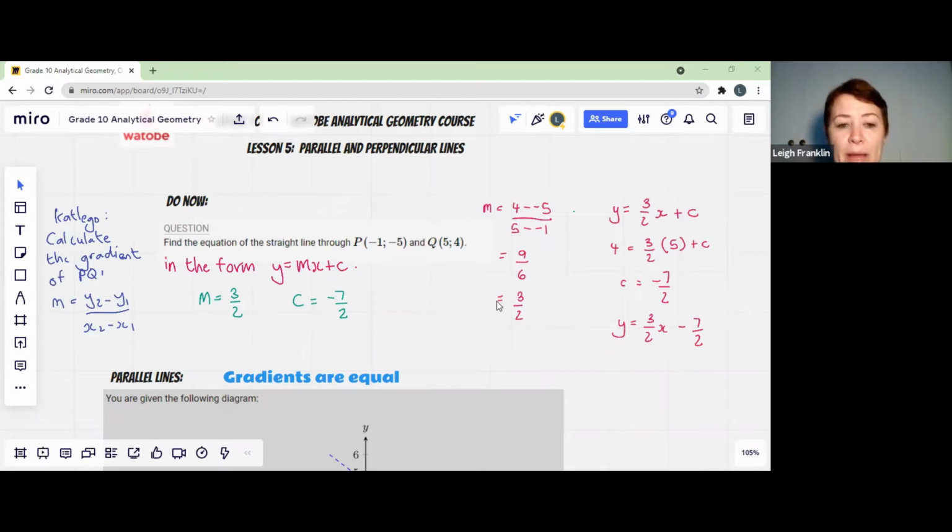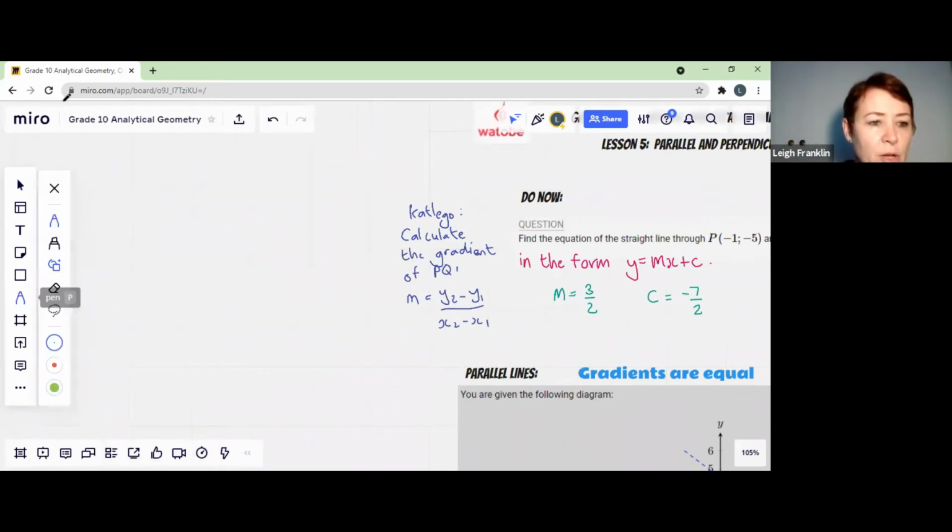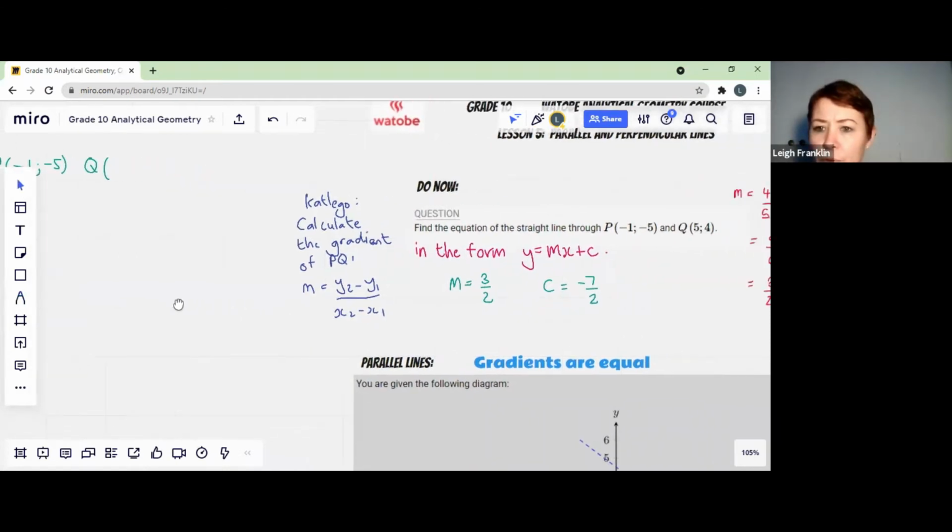Okay, so Mohamwalepe and Katlejo and anybody else who wasn't able to get the gradient, let's just go and have a look over here. All right. We have 2 points, grade 10s. We have point P, which has the coordinates -1 and -5. And we have Q. Oopsie, I shouldn't put the equal sign there. And that has the coordinates, let's just double check here, 5 and 4.